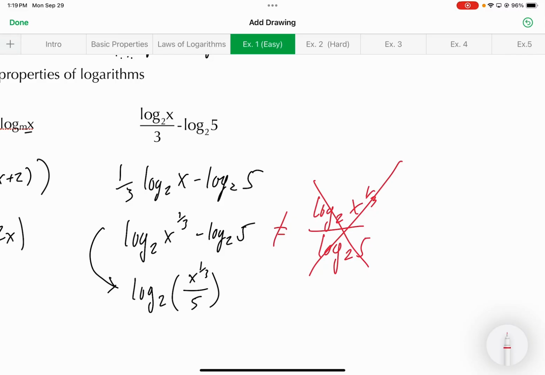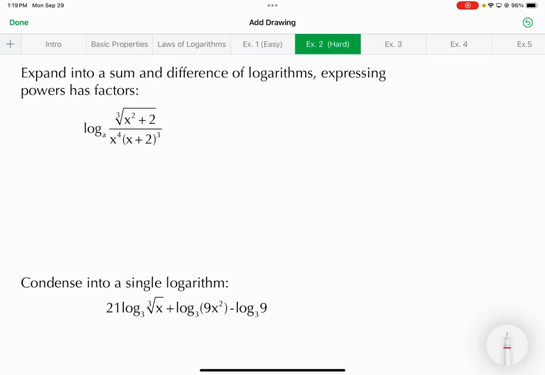All right, those are the easy ones. You guys ready for the hard ones? Yeah, let's put the pedal to the metal. All right, so we've got a lot of stuff going on here. Log base A of a whole bunch of stuff.